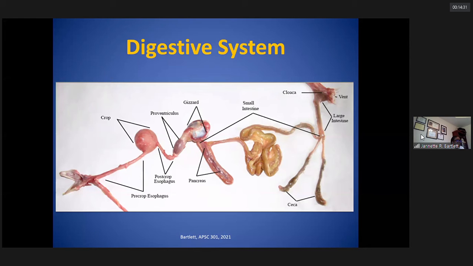This is just another diagram from a different point of view, but it's the same thing. They just laid it out a little differently and may have added some other labels. Like we know that this is the esophagus, but they call it pre-crop, just the section that is before the crop, which we know. So this is the esophagus, the crop. Okay, so this is just another diagram of the digestive system.